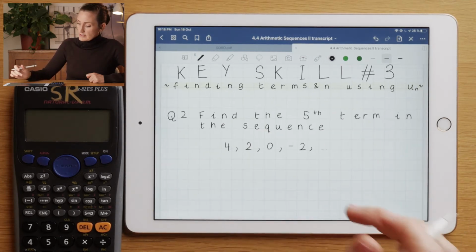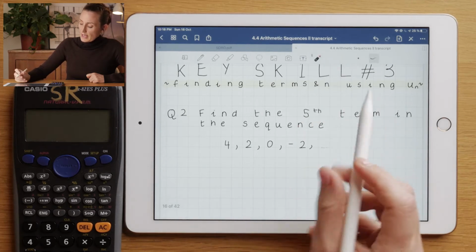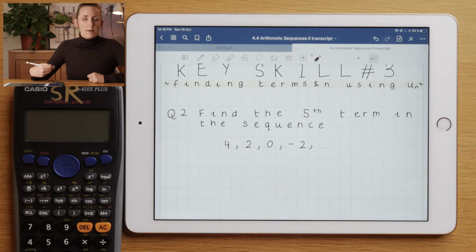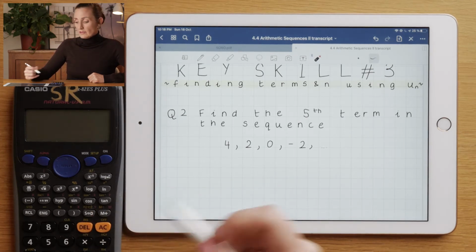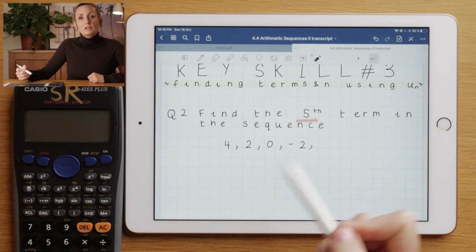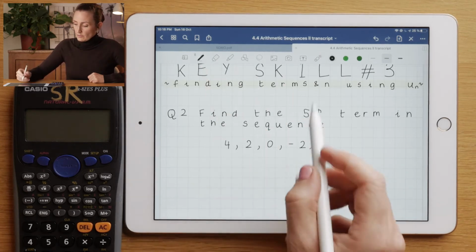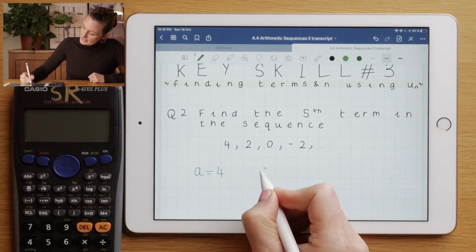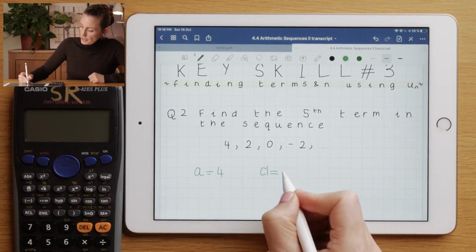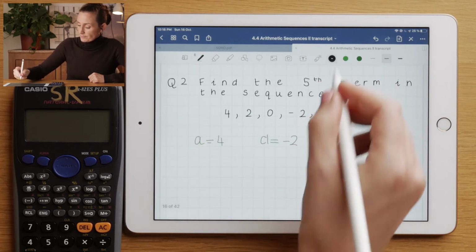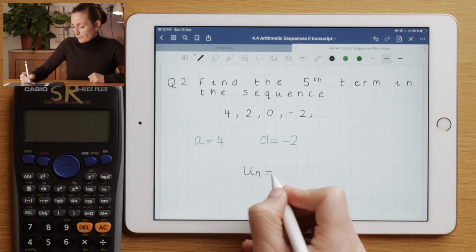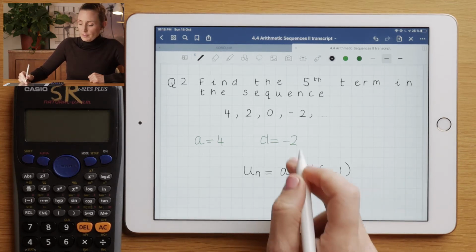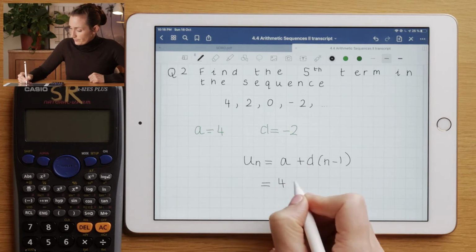Let's have a look at a different example. In this case, we've been asked to find the 5th term. Notice how there has been no discussion about the nth term. You're expected to know that in order to find the 5th term, you need to know the nth term. So start by writing down A, writing down D. We're decreasing each time by 2, so D is negative. Write the nth term formula first and then substitute.